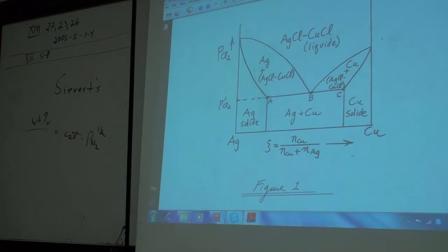Given various information, I'd like you to calculate the compositions at points A, B, and C, as well as the equilibrium chlorine pressure for this invariant point. This is the invariant partial pressure, at which the liquid can be in equilibrium with both solid alloy phases at one time. That's the only partial pressure of chlorine at which all three phases can be at equilibrium.